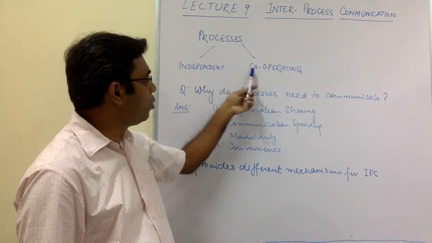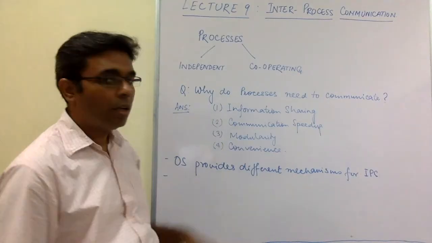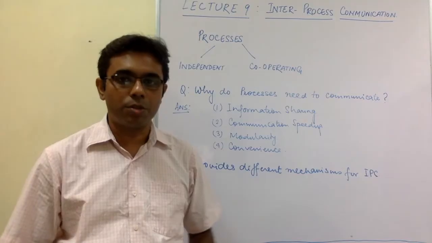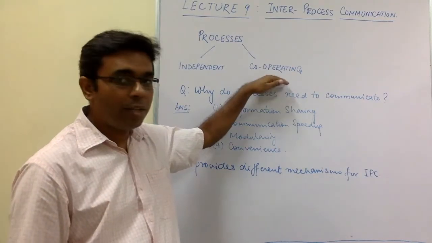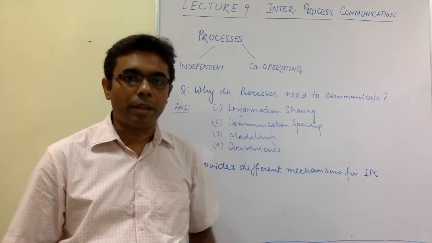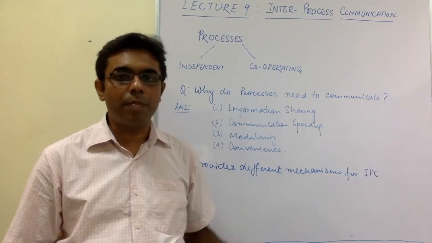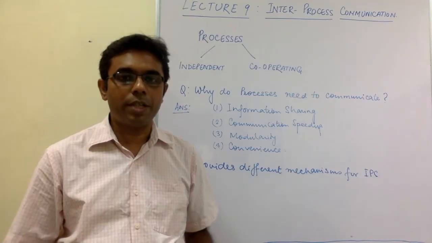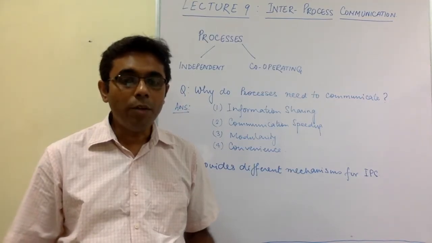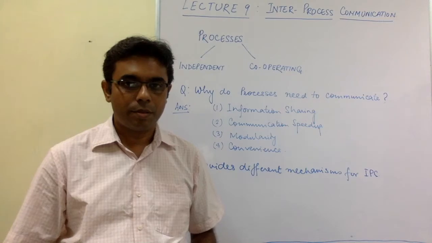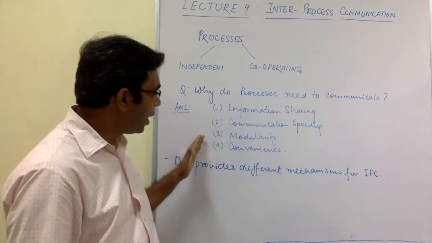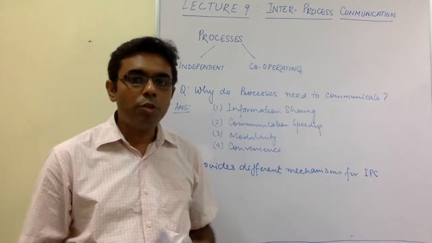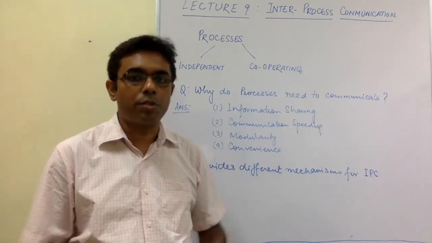Processes are of two types. They are either independent, where a process doesn't need the help of any other process for its execution. And the second category is where processes can be cooperating. That is, one process takes help of some other process to complete its task. So the question that comes up is, why do processes need to communicate? Processes need to communicate because the majority of the time you need to share some information among these processes.